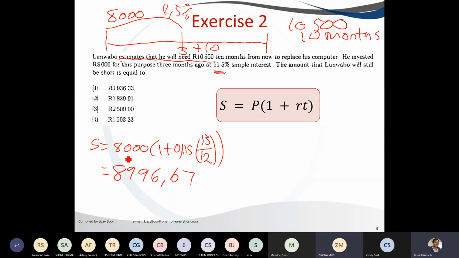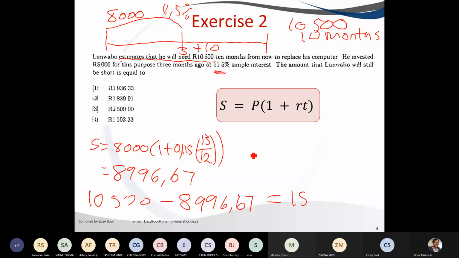Then you need to take away from the 10,500. So you say 10,500 minus 8,996.67. And what do you get? Number 4, 1,503 rand 33 cents. Thank you. And you see, if you work together, you will reach the highest peak. Okay, and that's how you do simple interest.